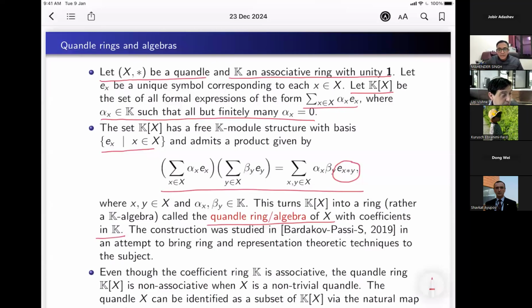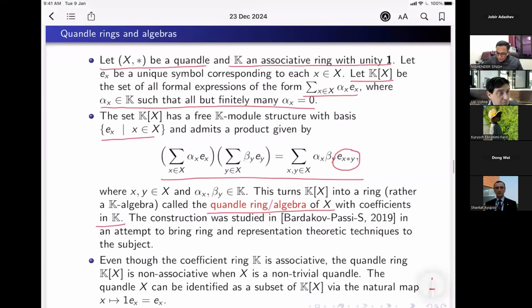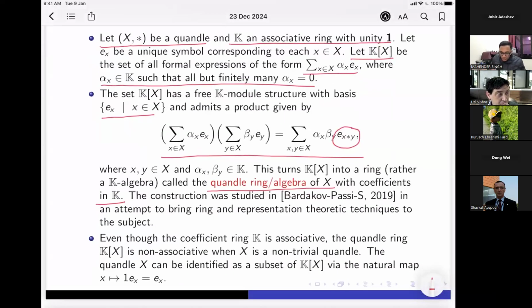This construction we studied in joint work with Professor Valery Bardakov, who has a talk later on today, and the late Professor I.B.S. Passi. Our aim was to bring model theoretic and representation theoretic techniques into the study of quandles, because somehow they are very difficult to handle. Even though the coefficient ring may be associative, which we are taking in this case, it turns out that the quandle rings are highly non-associative objects.